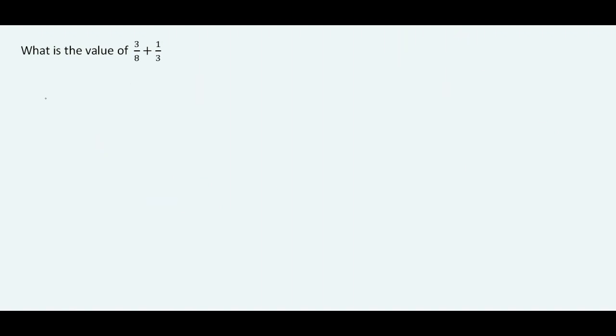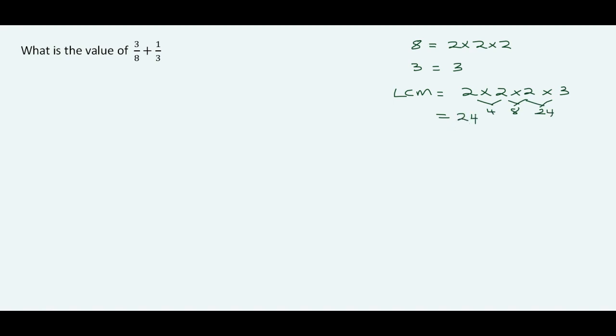Now we have 3 over 8 plus 1 over 3. So 8 is 2 times 2 times 2, and then 3 is 3. I guess you don't need to have times 1, it's already assumed. So our least common multiple is going to be 2 times 2 times 2 times 3, which is going to give us 4, 8, 24. So our least common multiple is 24.